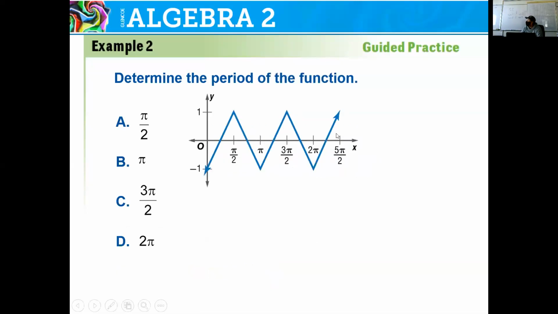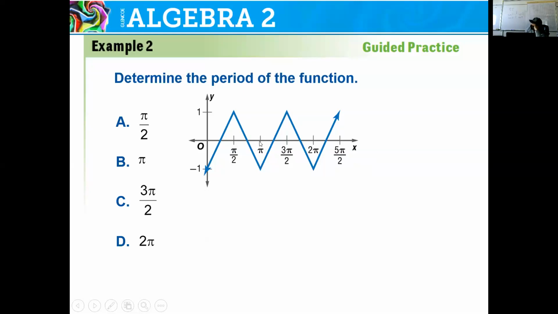Okay, so here we're determining the period of the function. We start at a low point. Okay, we start at a minimum. And if you don't feel comfortable using this because it has an arrow, you could break it down right here. Start at this low cycle. You could start it at this high cycle, right?